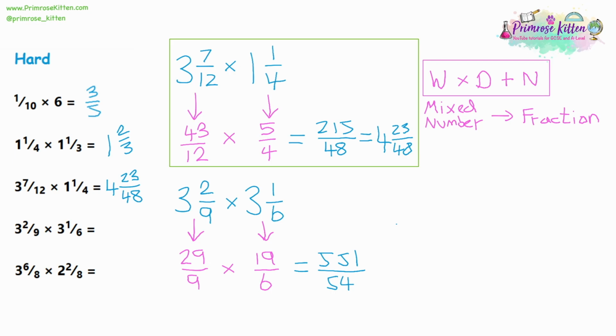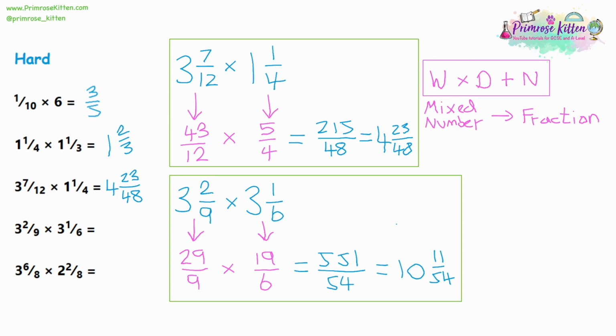Then we have a top-heavy fraction, and we can use a division method to do that division. And again, I'll try and keep this video simple and not put too many methods on the screen. We'll try and keep it to the fractions. So 551 divided by 54. 10 whole 54s go into 551, and its remainder 11. And my fraction is over 54. Can I simplify this? Well, 11's a prime number, so I can't really divide that down. Can I divide 54 by 11? No, I can't, so that will be my final answer. 3 and 2/9 multiplied by 3 and 1/6 will be 10, and then 11 over 54.